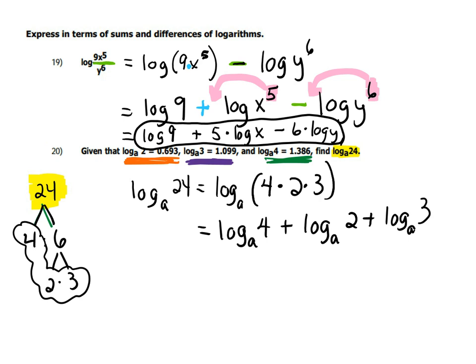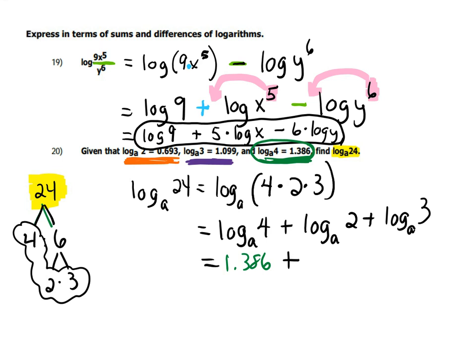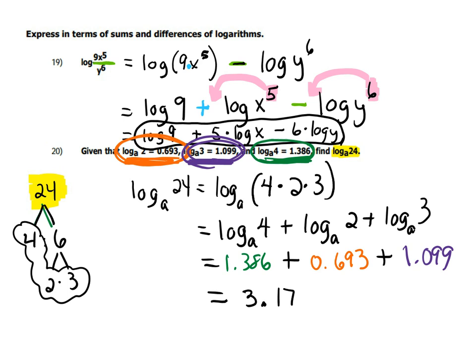And then I was just like, well, let's see. Log base a of 4 was right here, and that was 1.386. And then I'm going to add that to log base a of 2, which is here, and that's 0.693. And then I'm going to add that to log base a of 3, which is here, which is 1.099. And I added that all together to get my final answer of 3.178. Now that's the way I did it on my handwritten answer key.